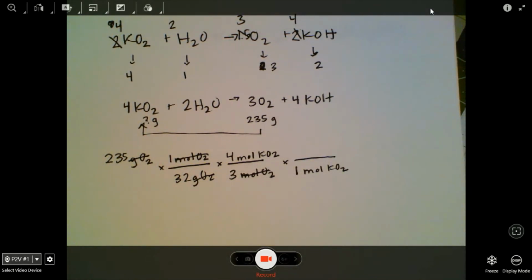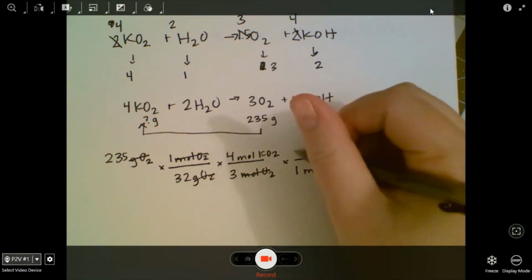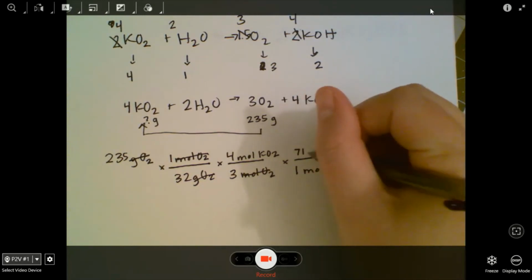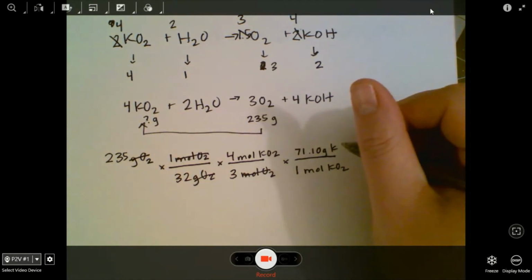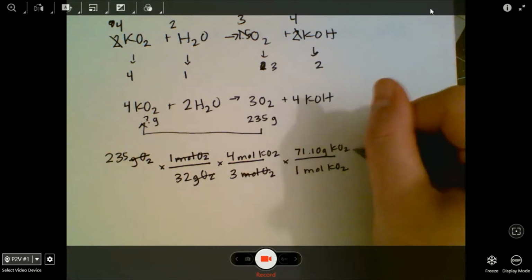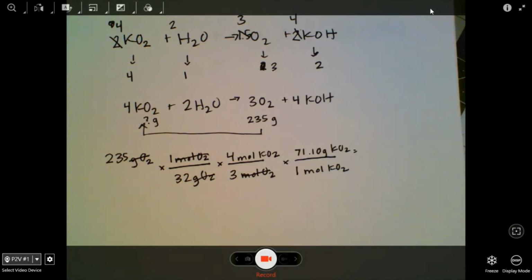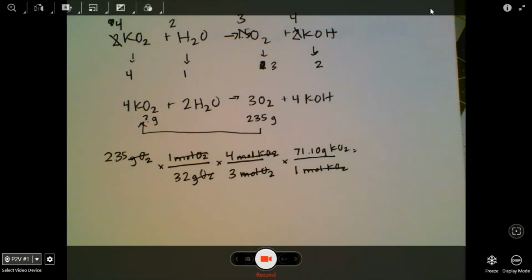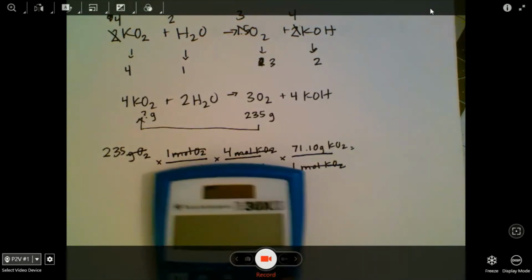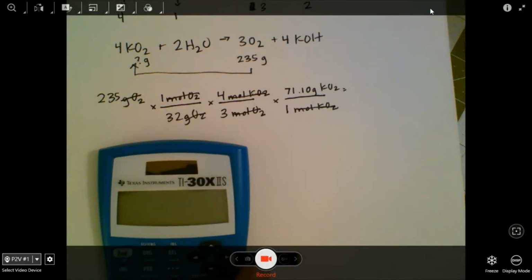And that's because I want to just convert using the molar mass. Now, the molar mass of KO2, calculated from my periodic table, is 71.0 grams for 1 mole of KO2. And then I'm going to put this whole thing into my calculator. My moles of KO2 cancel out. I'm going to scooch this up here a little bit so that you can see how I put this in.